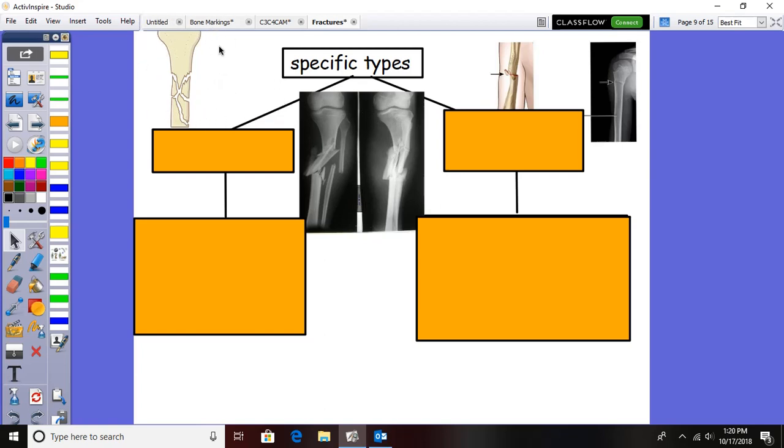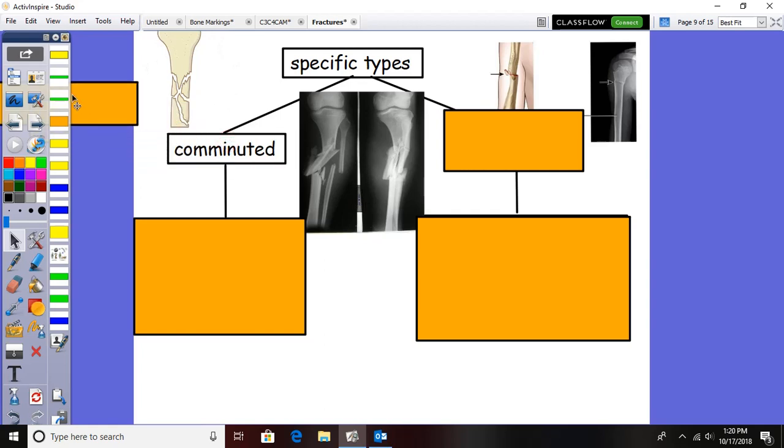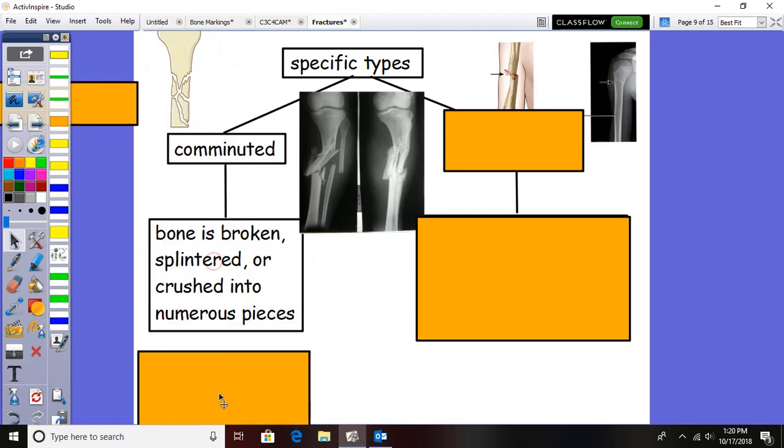Okay. This is a comminuted fracture, and what that means is that the bone is broken, splintered, or crushed into numerous pieces. So you can see that in the diagram here. I've also included an x-ray for you to look at where you can tell that in this case we might say that that bone has been splintered into several pieces. So that's a comminuted fracture.